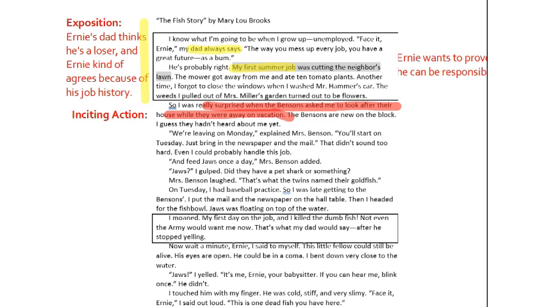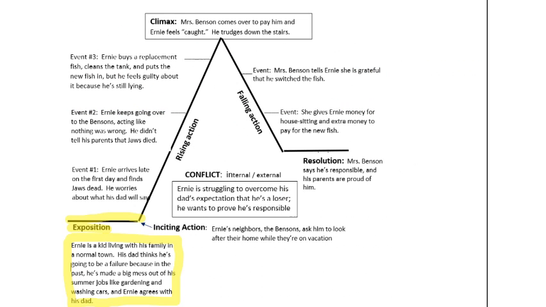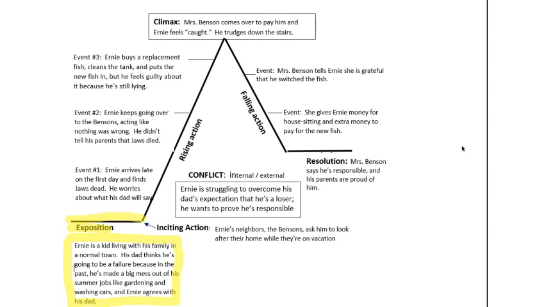He gets to try again. The Bensons are new on the block. They haven't heard about him. If we go back to our plot diagram, we're going to take the pink marker or the pink pencil and, whoops, that's not doing it. We're going to make the inciting action, Ernie's neighbors, the Bensons, ask him to look after their home while they're on vacation. Remember his conflict is he's struggling to overcome his dad's expectations that he's a loser and he wants to prove that he's responsible. And when the Bensons offer him the chance to do the job, here's his chance to prove it.